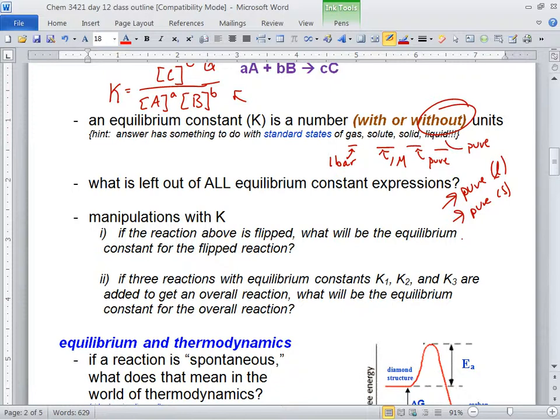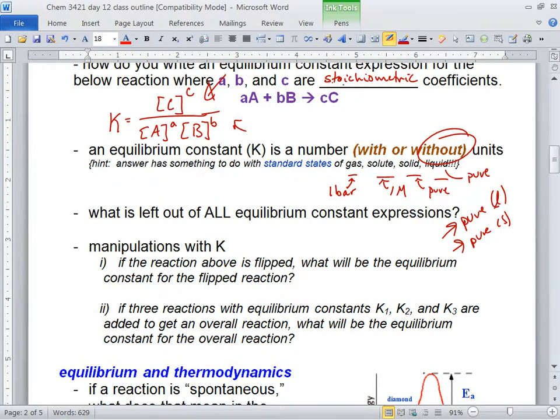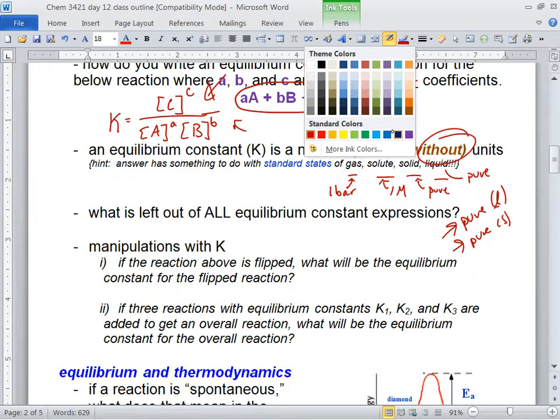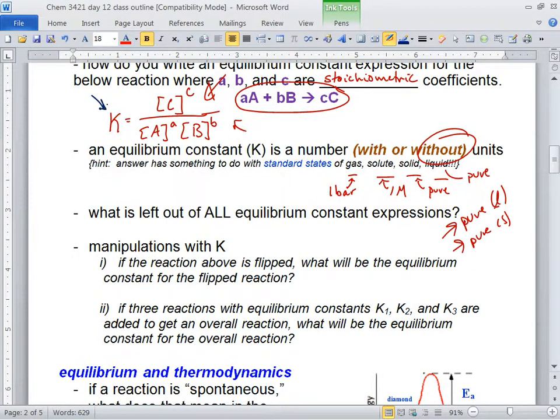Manipulations with equilibrium constant expressions. If I lost you somewhere along here, just ask. You played around with this a little bit, but let's see if Desiree remembers this. If this reaction up here is flipped, so the reactants become the products and the products become the reactants, what will be the new equilibrium constant for the flipped reaction? What happens to that K?